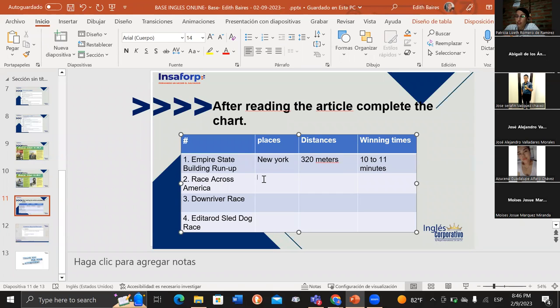Mute. Okay. What do you remember about the place here? California. Irvine, California. Savannah, Georgia. No lo voy a escribir, okay, por el tiempo. Okay, what about the distance? What do you remember?